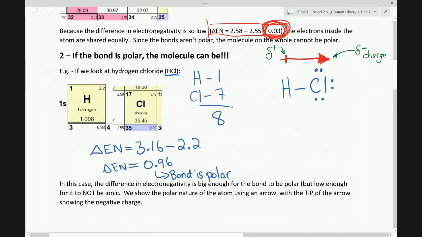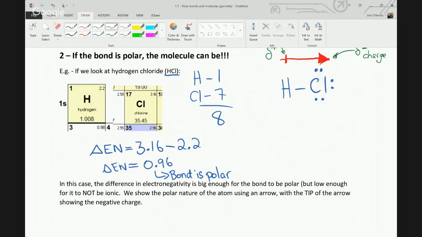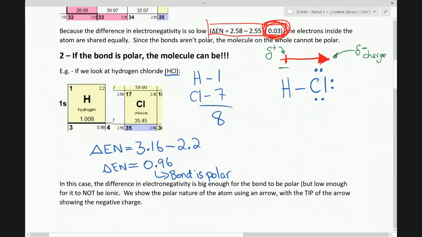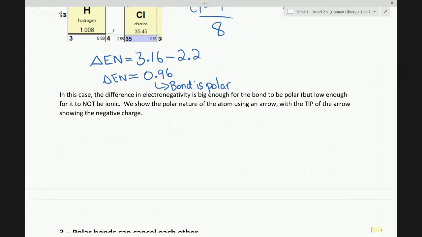You don't need to draw these in the future. I'm just showing them here to show that's where the poles are. So quite simply, the electrons spend more time with chlorine. This side where the tip of the arrow is, is negative. And the other side where the tail of the arrow is, that's positive. And that arrow is how we show it.